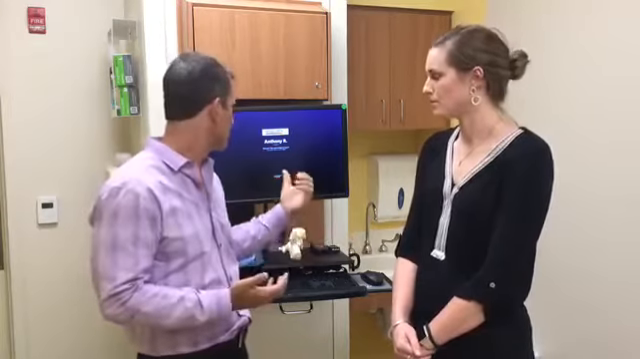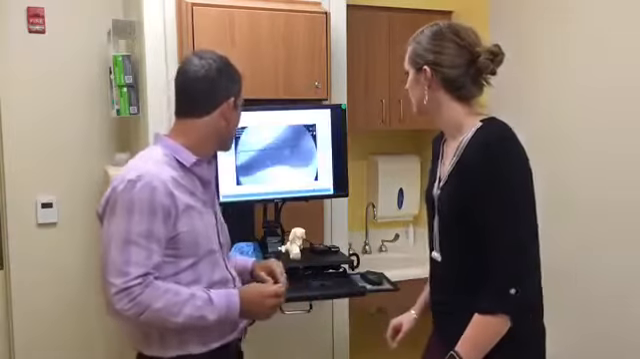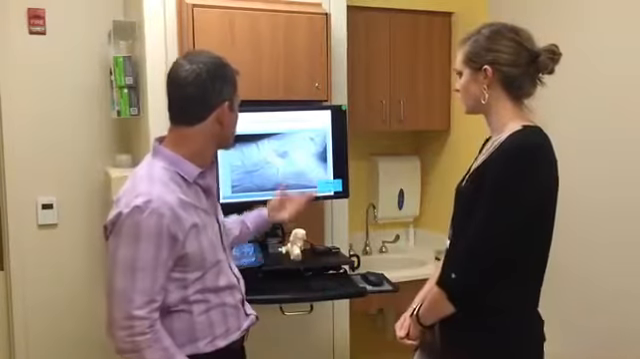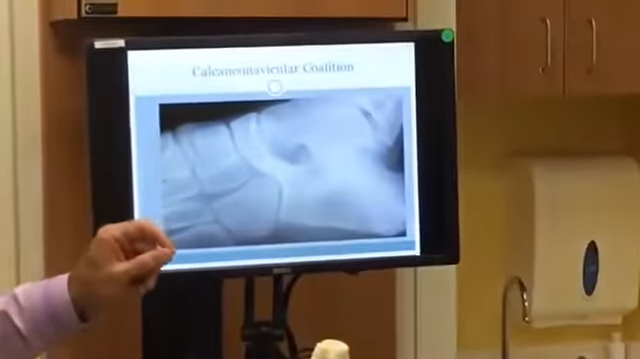Okay. Looks like we lost our connection. I know. I can show you an example. If you can log back in. There we go. So here's an X-ray actually of a tarsal coalition. Are you getting this? Are we seeing this at home?